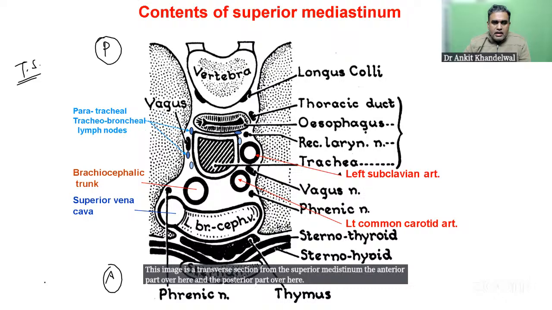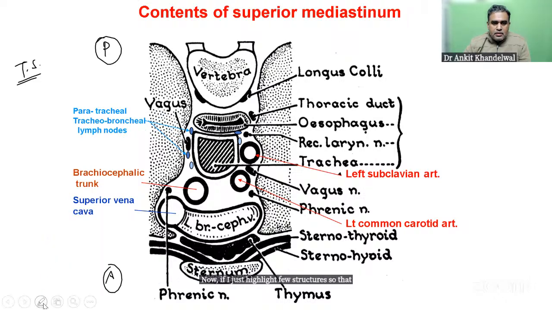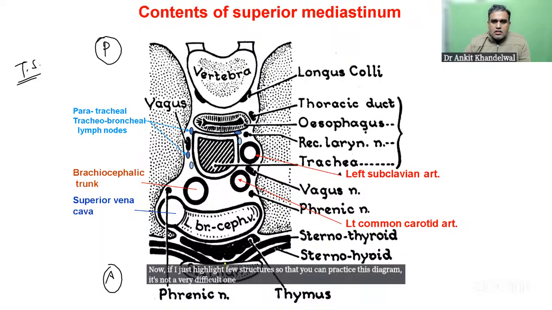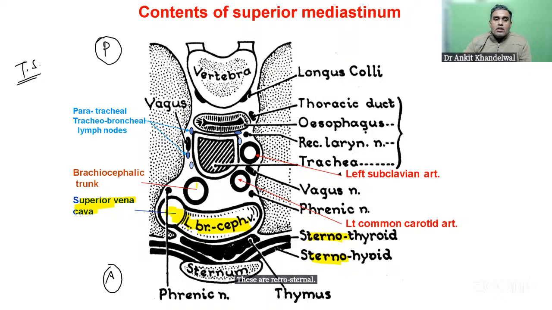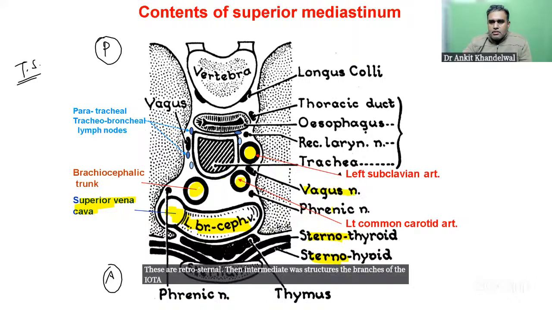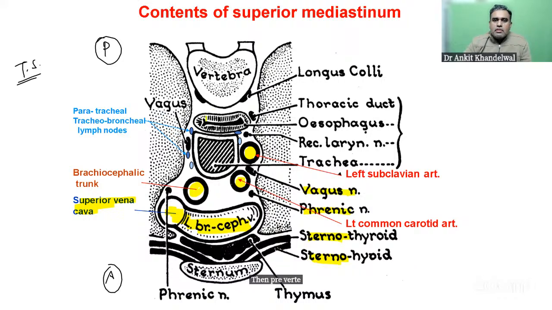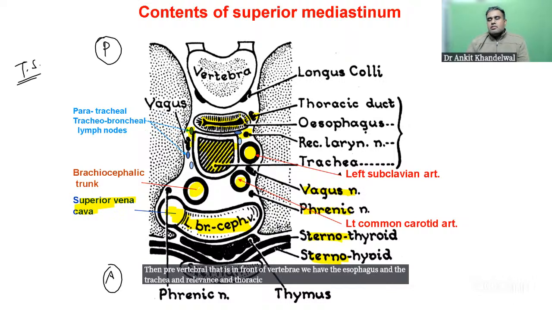Now, if I just highlight a few structures so that you can practice this diagram, it's not a very difficult one. Anteriorly we have these muscles, but most importantly we have the brachiocephalic veins and the vena cava over here. These are retrosternal. Then the intermediate ones were which structures? The branches of the aorta, along with them some of the nerves over here. Then prevertebral, that is in front of the vertebrae, we have the esophagus and the trachea, and some thoracic duct and other structures. Simple as that.